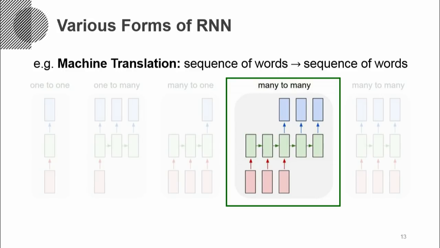The third case is a many-to-many setting, and in this case, we can imagine the case of taking the input as a sequence of words and then generating another sequence of words. So one representative example corresponding to this problem setting is machine translation. So we give a sequence of words in one particular language here, and then it will generate a sequence of words in a different language.